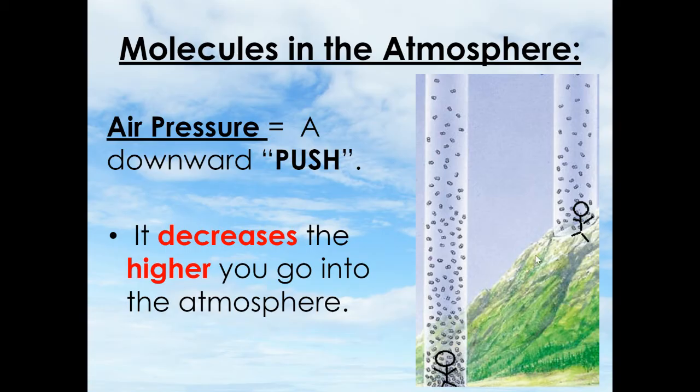And if I were to climb up to the top of that mountain, an air column would be all the molecules above my head. But notice that as I went higher, there are fewer air molecules above my head. So air pressure decreases, so the amount of downward push on my head decreases if I am up at a higher altitude. When I'm at a low altitude, I have a lot of air directly above my head pushing down on me.